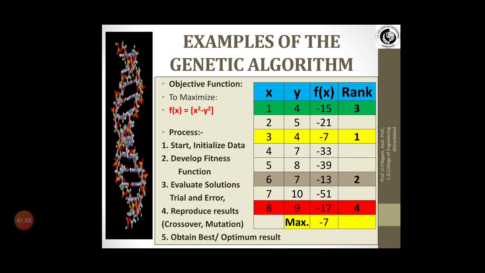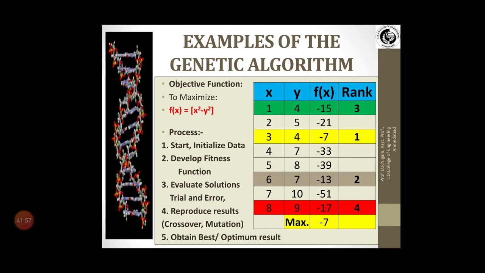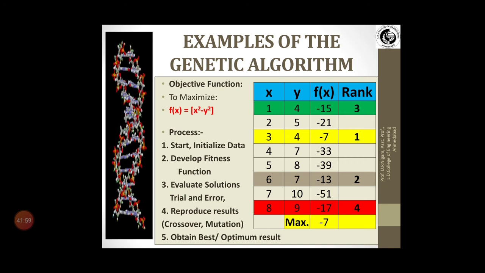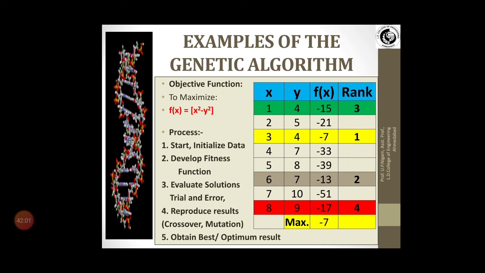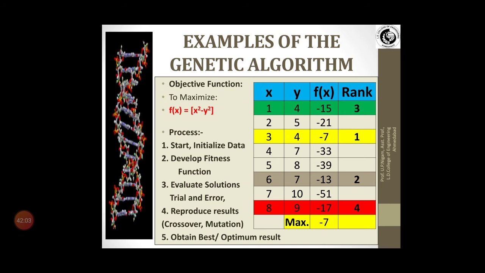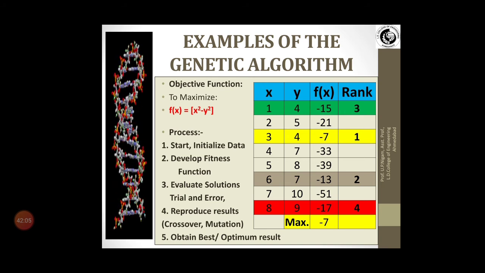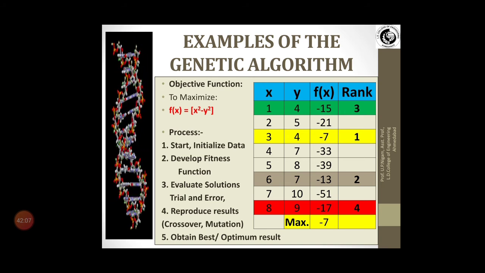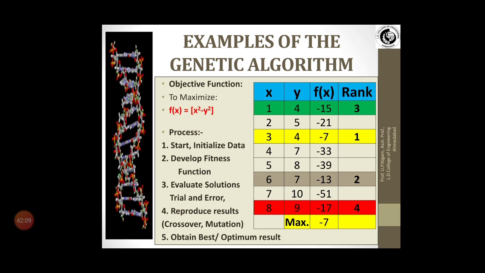This is another example. You can see, for example, we are having the problem to maximize x square minus y square. In such a way we can go for the f(x), we can rank them 1, 2, 3, 4, and we can develop some results as well. So in such a way it can be optimized.